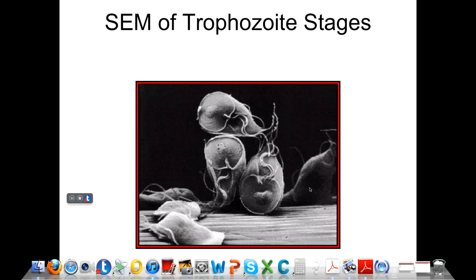This photograph shows you a scanning electron micrograph of Giardia, and what you can see is that there is a large adhesive disc, which is not necessarily visible in the previous photograph. So each of these is a trophozoite stage, and you can see the flagella that are associated with this stage. And you can see that these parasites use this disc to attach firmly to the mucosal surface in the small intestine.